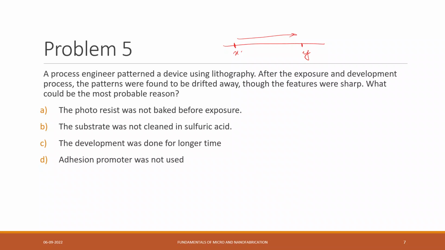So, what do you think would be the correct reason for the drifting away, although the features are sharp? Some processes have been listed here, which are basically used while we do lithography. We have to tell which one of them must not have been correctly done, such that this problem has been shown.